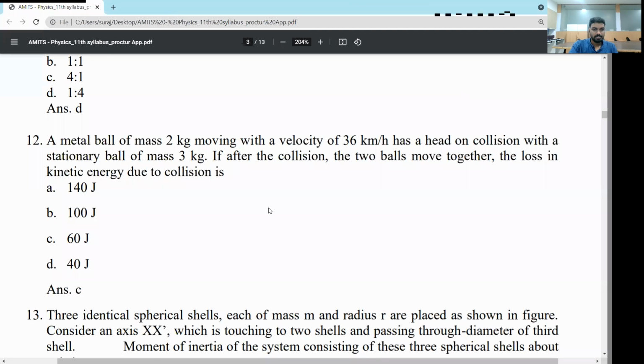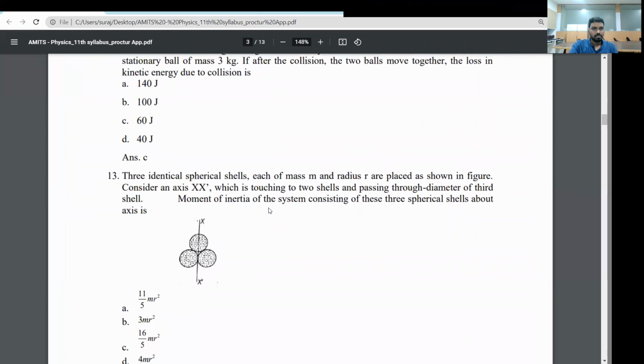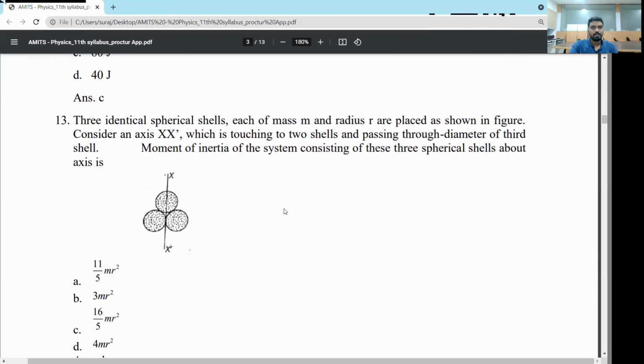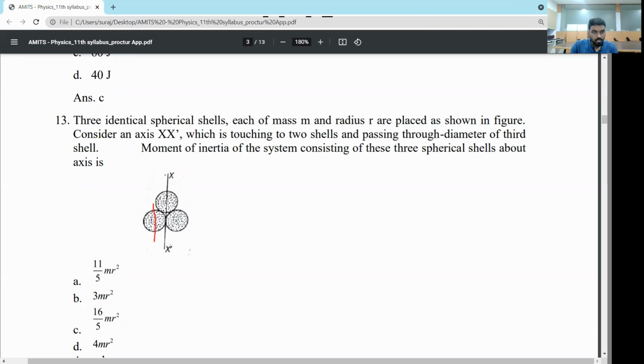Question number 13. Three identical spherical shells. I think this one is a 2017 NEET question. Three identical spherical shells, each of mass m and radius R. I need the net moment of inertia about this axis. See here, what you should do is shift the moment of inertia. Net moment of inertia will be, let's say this is first, second, third.